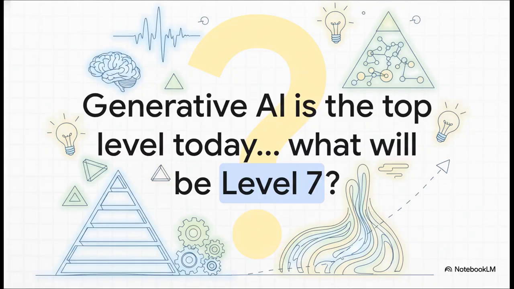And that leaves us with one last, really juicy question to chew on. Generative AI is at the top of the mountain today. But we all know technology doesn't just stop. So what's next? What's level 7 going to be? What kind of intelligence is even beyond generative? It's a wild thing to think about.